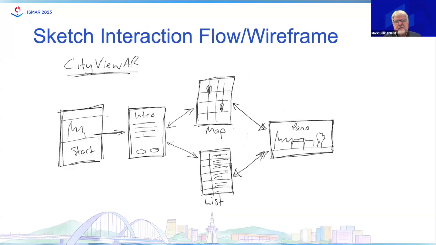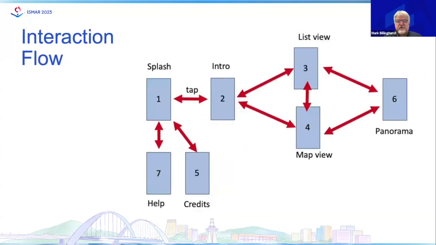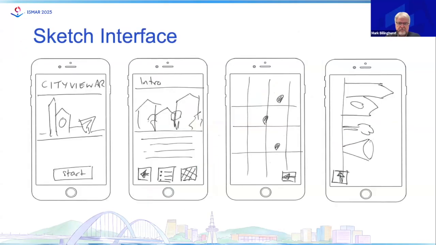So the first start of the process was to sketch out the interaction flow, and to be able to say what screens people were going to be able to see on the mobile app. And then we turned that into a more formal interaction flow using a PowerPoint and added a few more screens. Then we went and sketched some user interfaces on a mock-up of a phone.